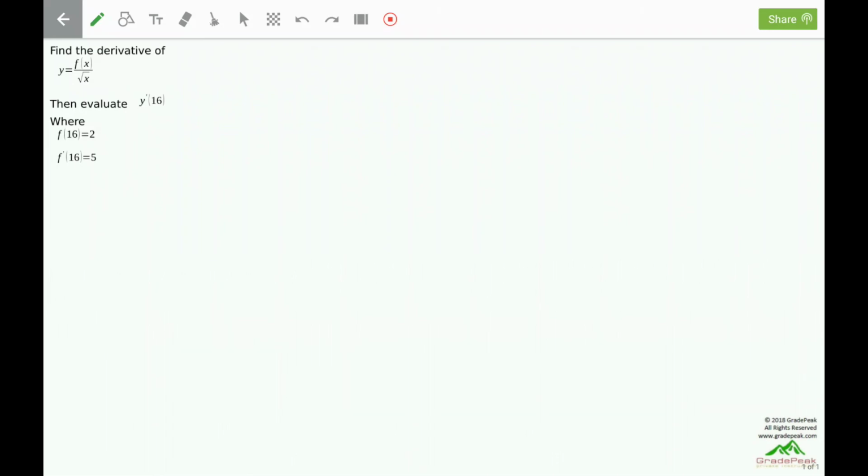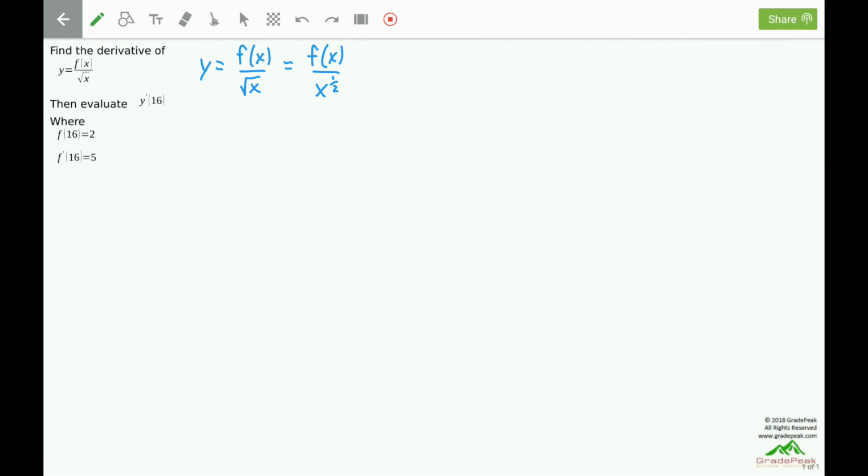Find the derivative of y equals f of x over the square root of x, then evaluate y prime of 16, where f of 16 is 2 and f prime of 16 is 5. Y here is the quotient of an unknown function f of x divided by the square root of x. The first thing I'm going to do is rewrite that square root of x as a fractional exponent.